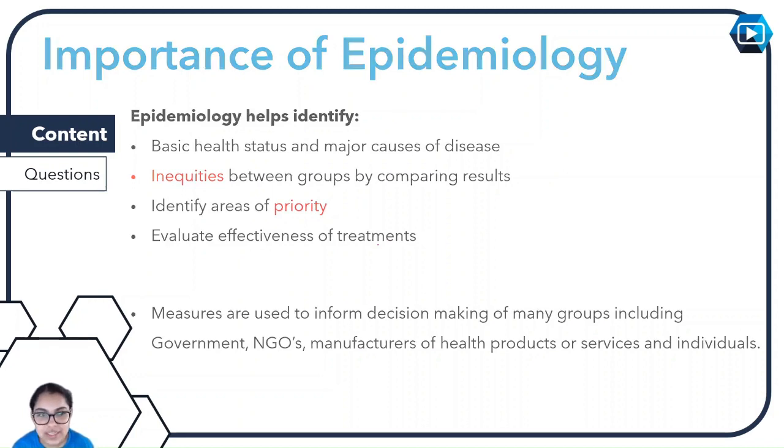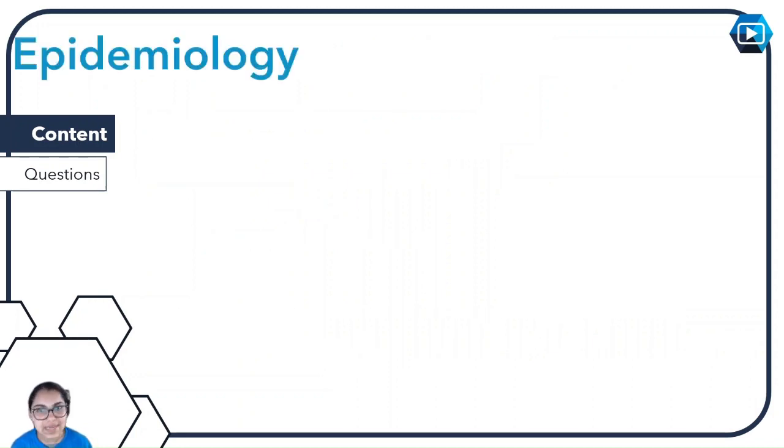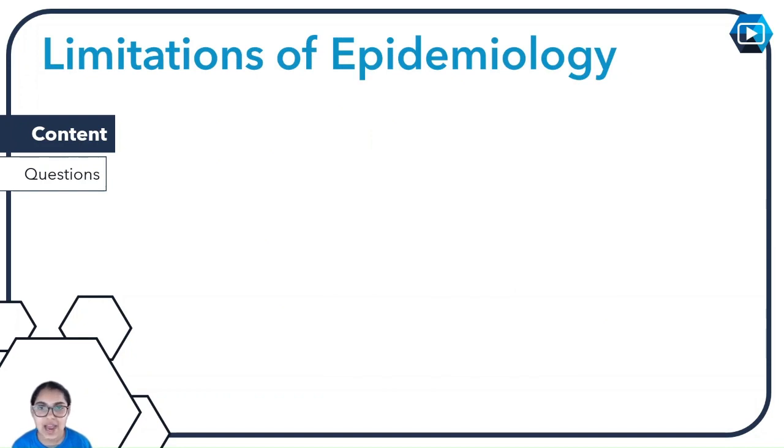So let's now have a look at the limitations. We've looked at how important it is for us to actually collect it, and how it can showcase the disparities between different groups, and also tell us which conditions and diseases are or should be a priority. But where are the limitations here? Why is it not the perfect solution?